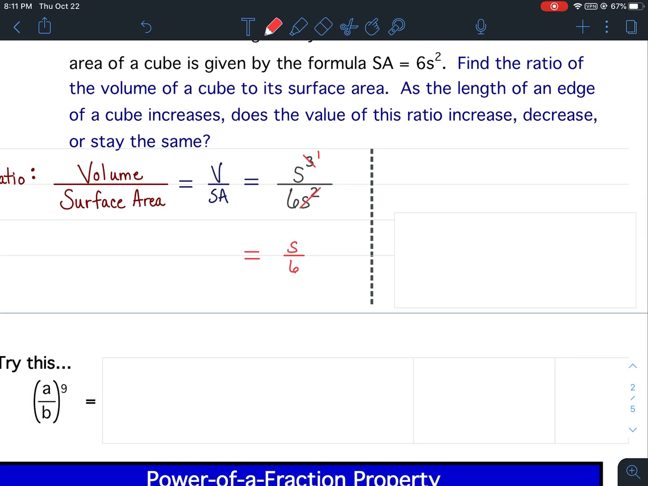The second part says, as the length of an edge of the cube increases, does the value of this ratio increase, decrease, or stay the same? So as s increases, what happens to that entire fraction? Well, let's use some examples. Since the denominator is a 6, let's use numbers that are divisible by 6. So 6 is divisible by 6. We'll use, how about 18, and then 30.